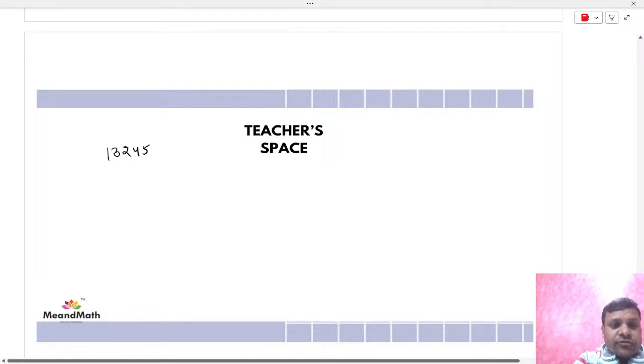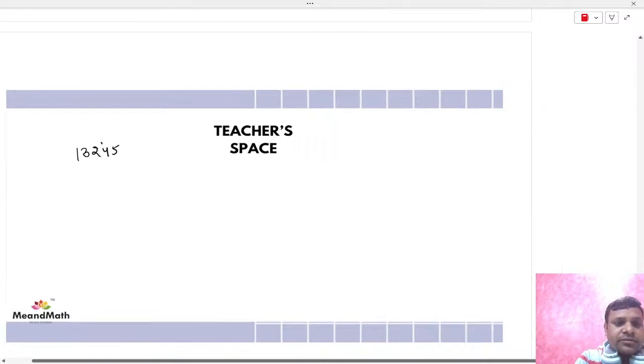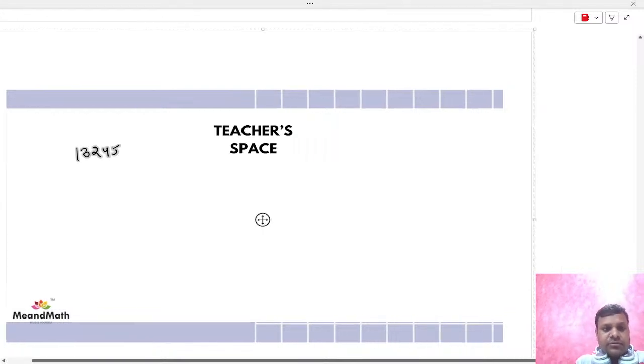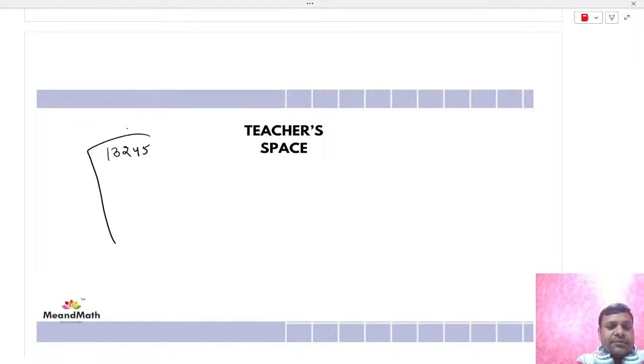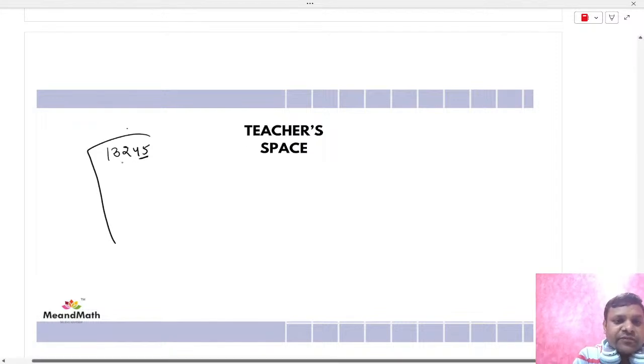1 3 2 4 5. If we are going to solve this by the long division method, then 45, 32 and 1, this is the pair. 1 into 1 is 1, 1 plus 1 here is 2. Copy the next pair, that is 32.